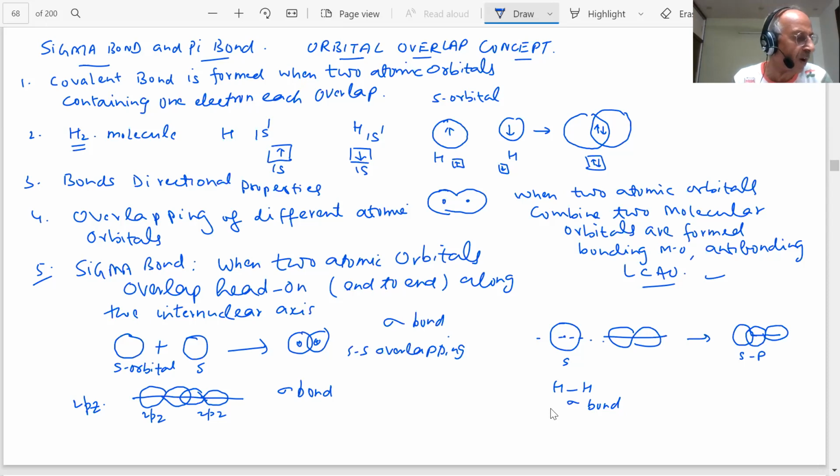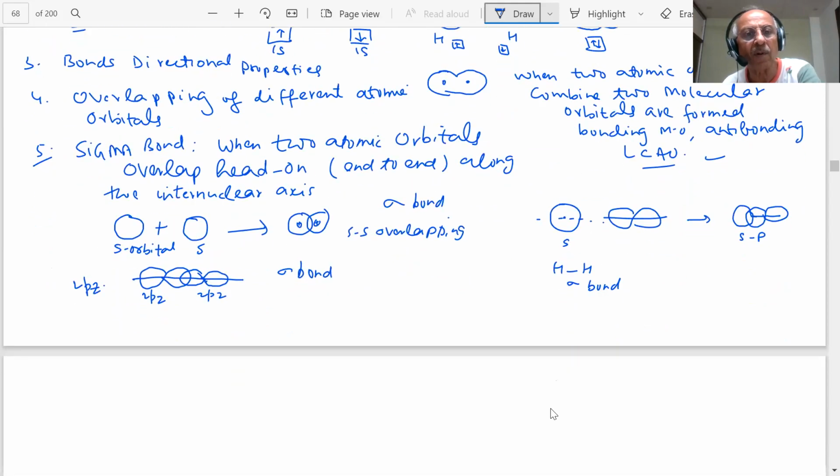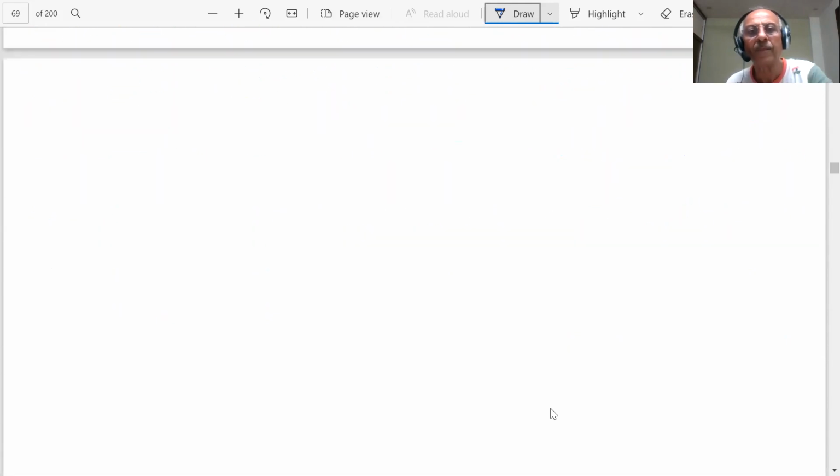First, I have shown you what a sigma bond is. Let me show you the second type of bond, the pi bond. If I have s and s, they cannot form a pi bond, because there the overlap is along the axis. In a pi bond, the atomic orbitals overlap in such a way that their axes remain parallel to each other and perpendicular to the internuclear axis.